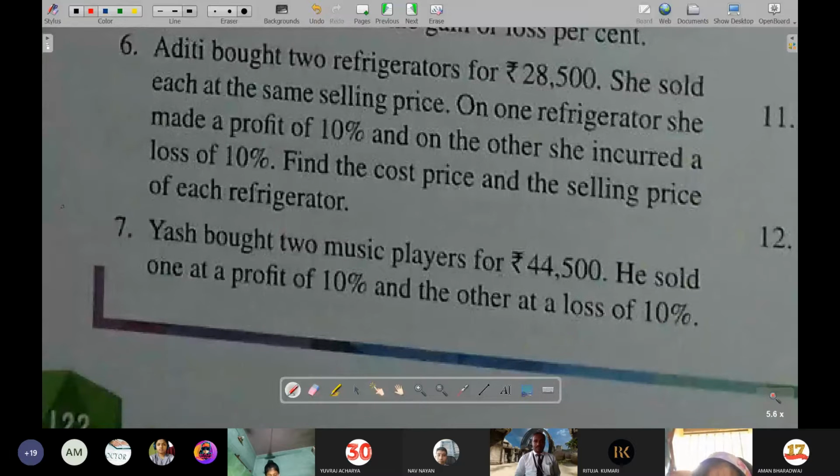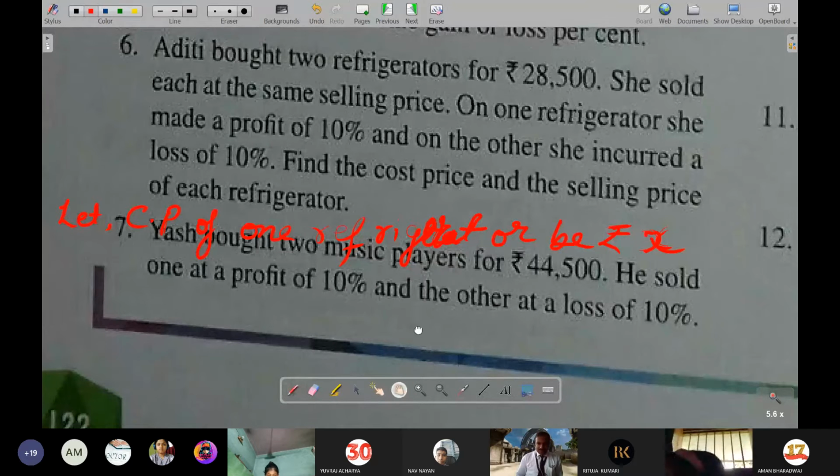What we'll do, we'll write: let CP of one refrigerator be X rupees. Sometimes it becomes difficult in writing.